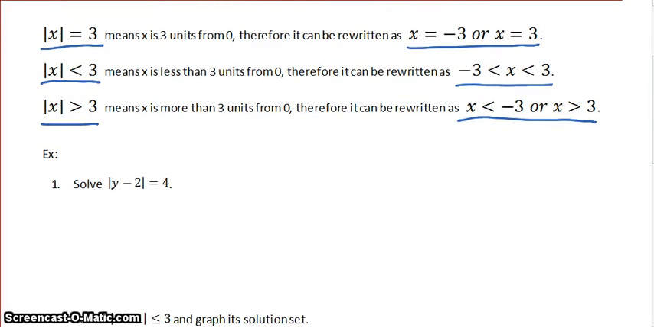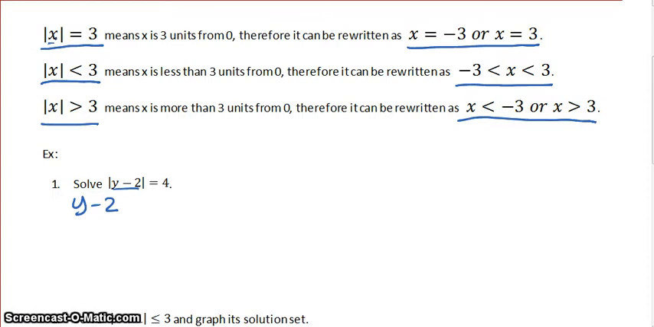So if we have this first one, it says solve the absolute value of y minus 2 equals 4. Hopefully you already know this from when we did this before. We basically have to figure out what inside the absolute values will give us 4, but we're going to do it mathematically. I guess I could also have noted that x doesn't have to just be x. It's whatever's inside the absolute value signs.